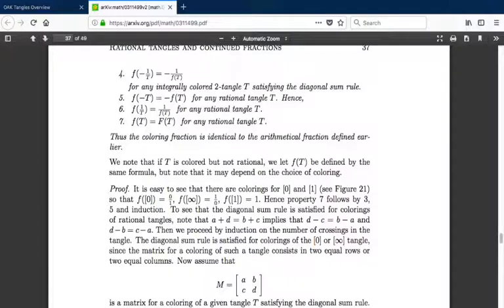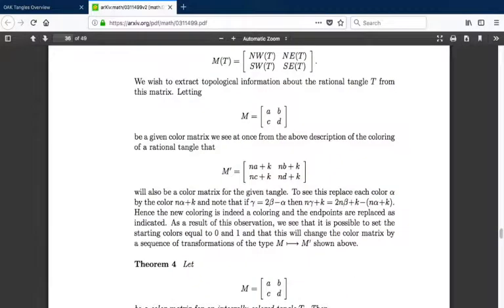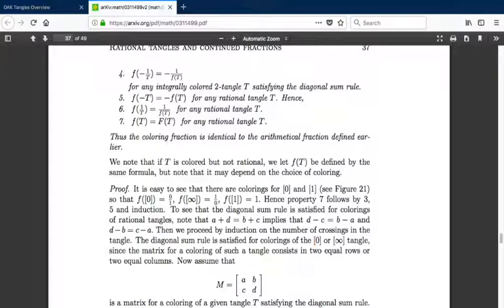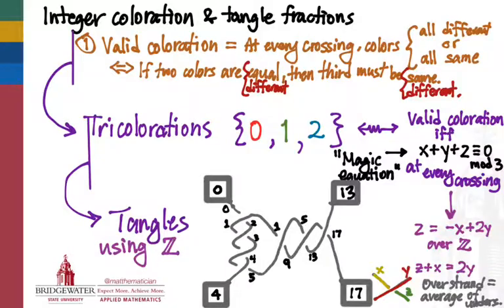And therefore, they can prove that this invariant that they created just by subtracting across the top, subtracting across the right column, and then dividing, that invariant actually is exactly the same thing as the tangle number for a rational tangle. So talk about a bonus to this theorem. It tells us that if we want to compute the tangle number for any rational tangle, all we have to do is come up with an integer coloration for it, and then subtract the tops to get the numerator, subtract the right sides to get the denominator. So coming back to our example, here it is again.